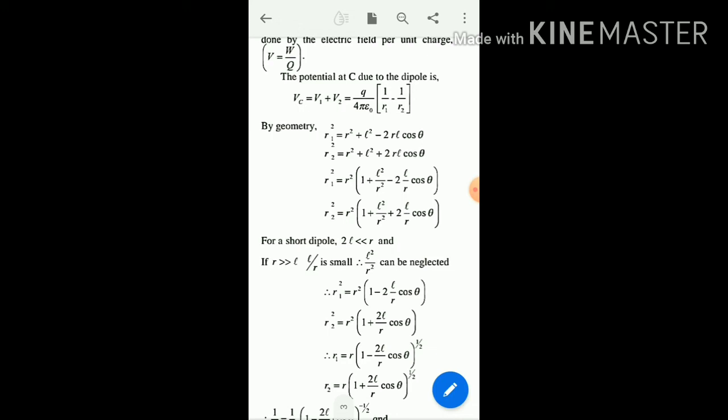Then by the geometry of the figure, we can write R1 square equal to R square plus L square minus 2RL cos theta. This is the value of R1. And in this way, we can also write the value of R2 square equal to R square plus L square plus 2RL cos theta.